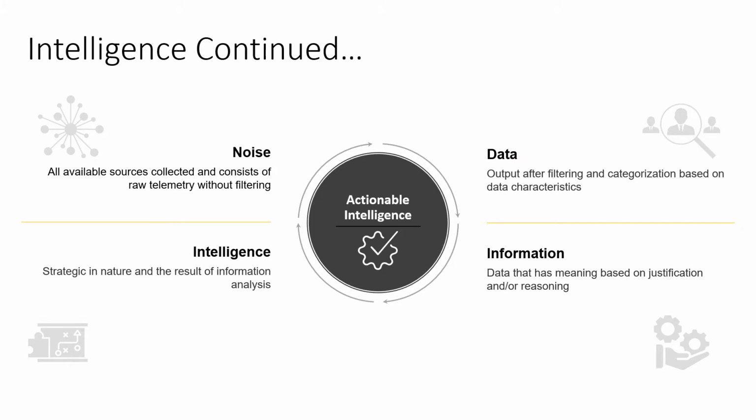Intelligence is created, and we must understand how data and information is collected and analyzed, which results in actionable intelligence that can influence outcomes and strategy. By collecting all available sources of intelligence, we are presented with noise, which includes all raw telemetry without filtering of any kind. Once filtering and categorization have been applied, we are left with data which we can use to gather information based on a set of conditions or parameters against that data.